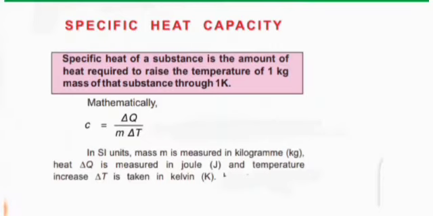Now students, the next topic that we are going to discuss in our today's lecture is specific heat capacity. Students, generally when a body is heated, its temperature increases.